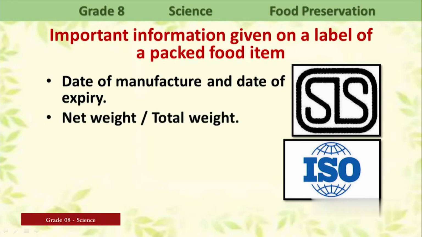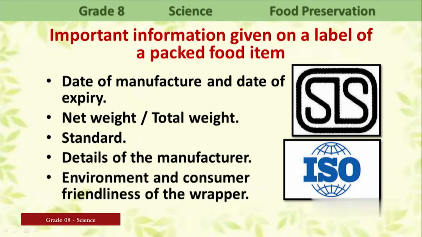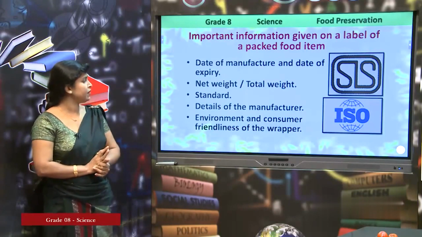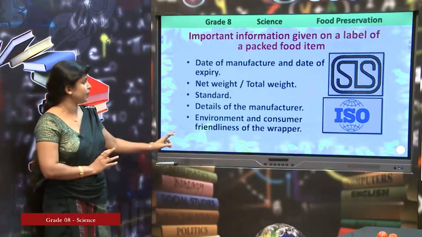The net weight and the total weight are mentioned on the label. And a standard; I have given you two pictures of labels of standard. Details of the manufacturer, and environment and consumer friendliness of the wrapper. The wrapper is very important in packing preserved food items. So, the wrapper should be environment friendly and consumer friendly.